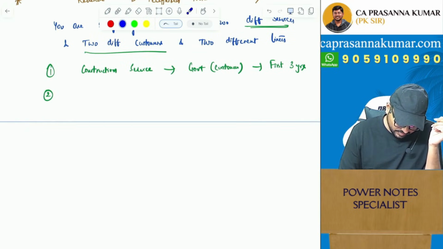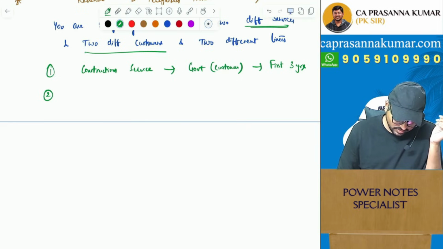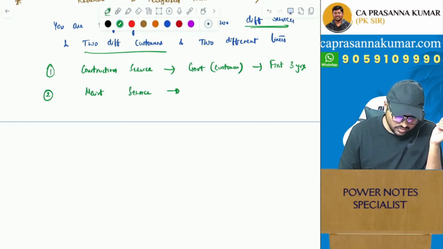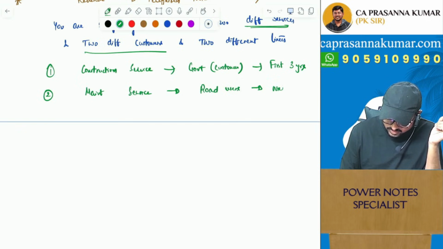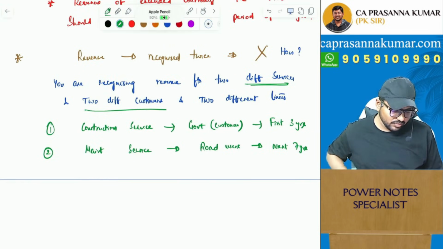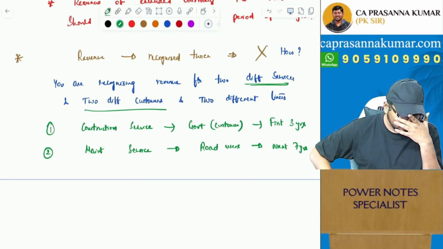Now, numbers and all those things we'll see different, okay? Right? That we'll see different. Other one is maintenance service. Customer is what? Toll users. Not right, toll. Road user. Next 7 years. This clarity is there for you. If you can get clarity over here, the rest of my explanation will be very easy. Clear?